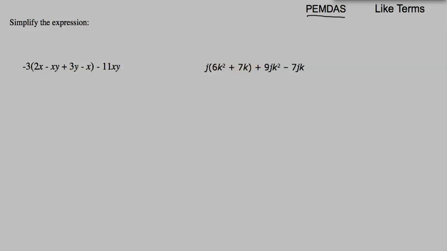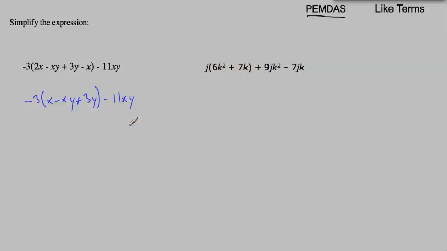So on this problem, the first thing we need to do is simplify the parentheses. We're going to evaluate parentheses first. Here we've got 2x minus xy plus 3y minus x. My only like terms in the parentheses, the only thing we can do, is combine the negative x and the 2x. Everything else stays the same. 2x and negative x make it x, and minus xy plus 3y. And then we're going to subtract 11xy.